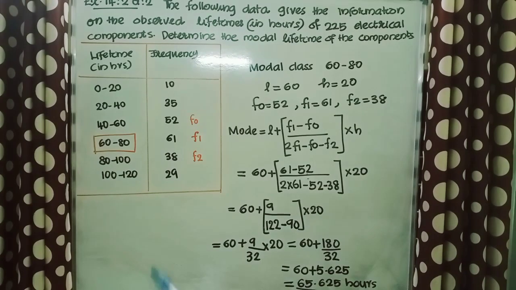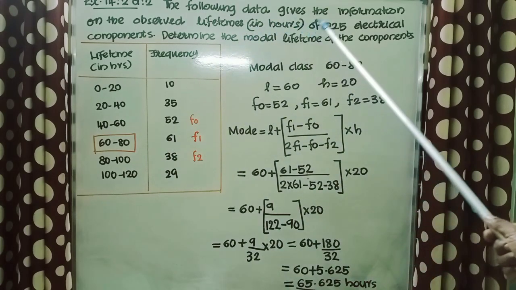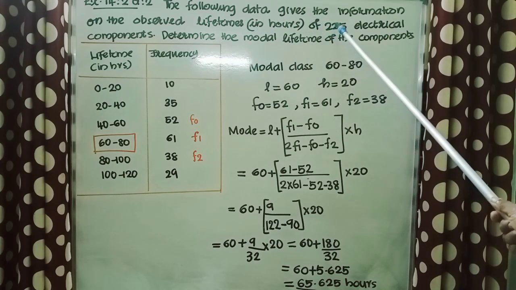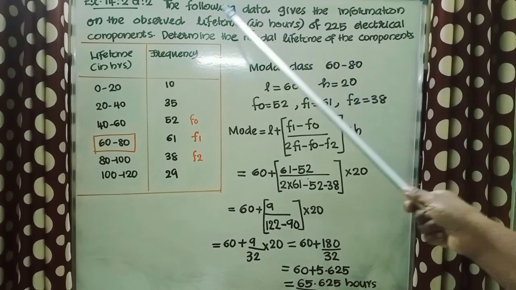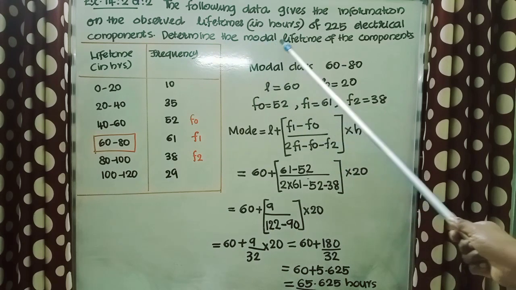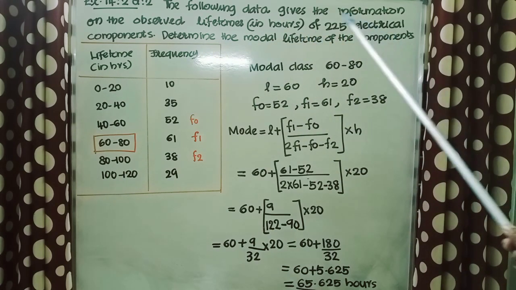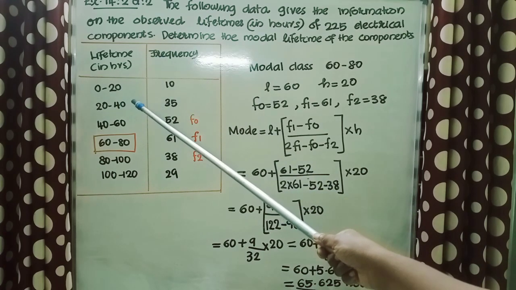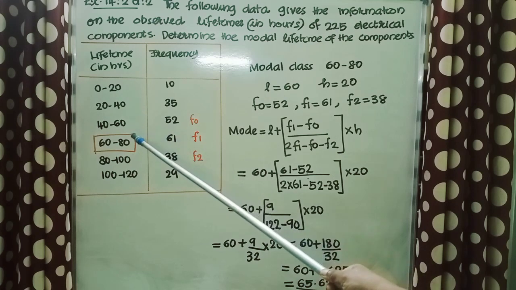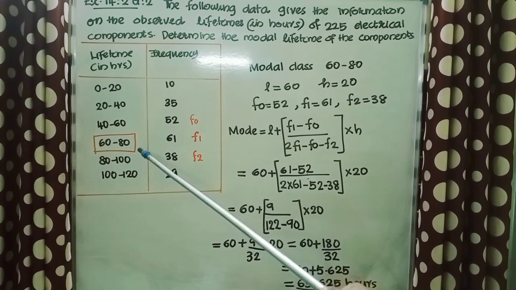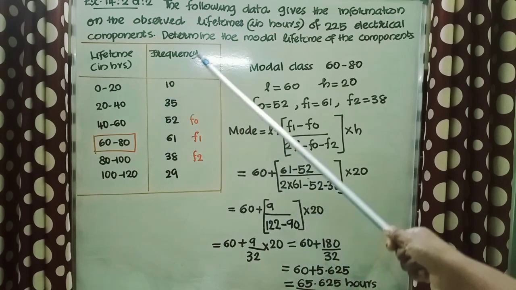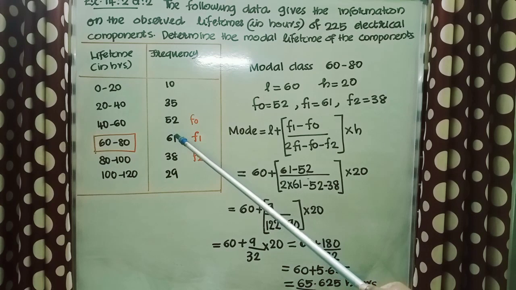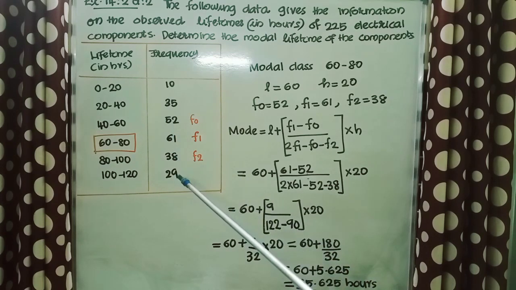The following data gives the information on the observed lifetimes in hours of 225 electrical components. Determine the modal lifetime of the components. Lifetime in hours: 0 to 20, 20 to 40, 40 to 60, 60 to 80, 80 to 100, 100 to 120. Frequency: 10, 35, 52, 61, 38, 29.